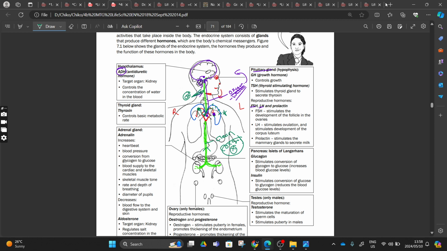So if this blood here, in our renal artery, is bringing more water, the water level is more, what is going to happen? Our brain has to produce something, it has to stop the production of ADH, because we have more water. When we have more water in our blood, it's going to shut down the ADH. When we have less water in our blood, it's going to turn on ADH. So I want you to understand this.